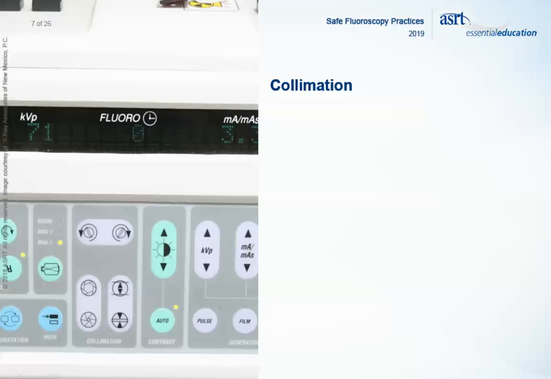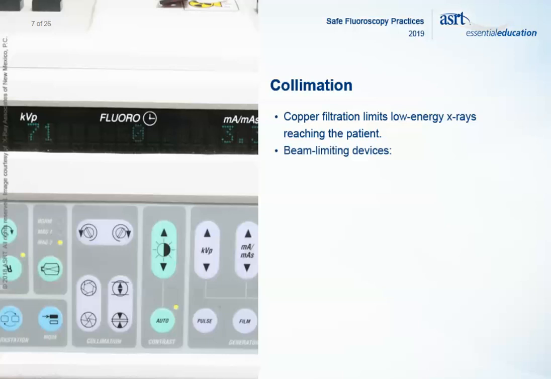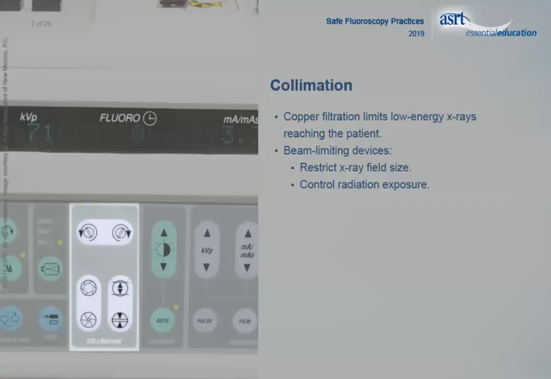Fluoroscopy systems include multiple features to reduce the radiation dose to the patient. For example, copper filtration helps remove low-energy X-rays from the beam before it reaches the patient. Additionally, beam-limiting devices are used to restrict the size of the X-ray field, thereby controlling the amount of radiation exposure to the patient. Most fluoroscopy systems allow the operator to reduce the field size by using lead shutters or collimators.